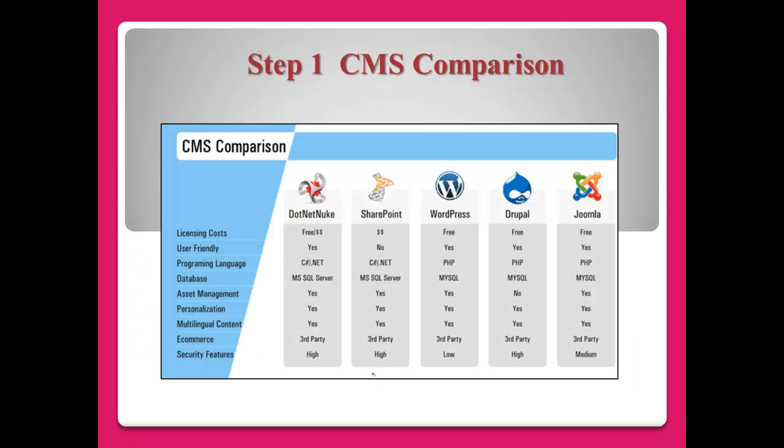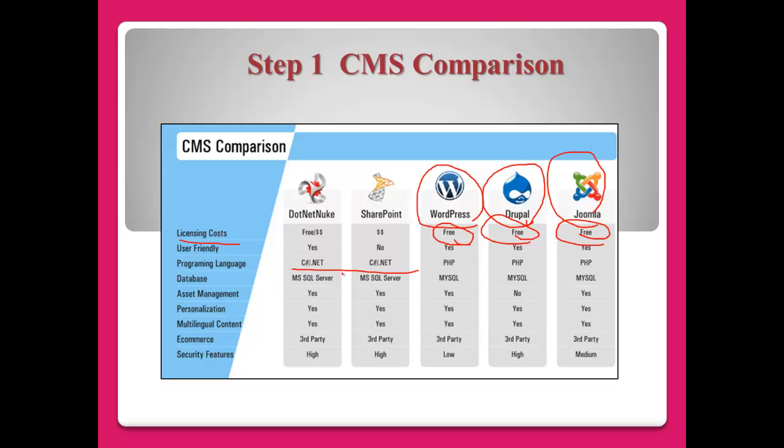Step 1, CMS comparison. In the world, there are so many CMS we can use. Especially WordPress, Drupal and Joomla are the most popular CMS in the world. This kind of CMS program normally has a free license. So if you want to use this kind of CMS, anytime you can use many kinds of features. And this one, DotNetNuke and SharePoint.